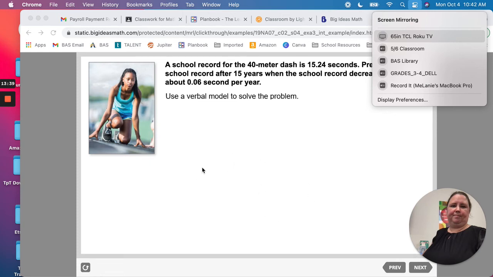So what is 15 times negative 0.06? Times, not add. So negative times a positive, so my answer is negative. Yep. So 15.24 minus 0.9 is what?